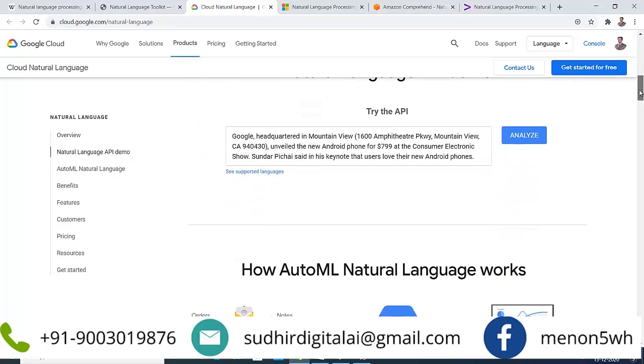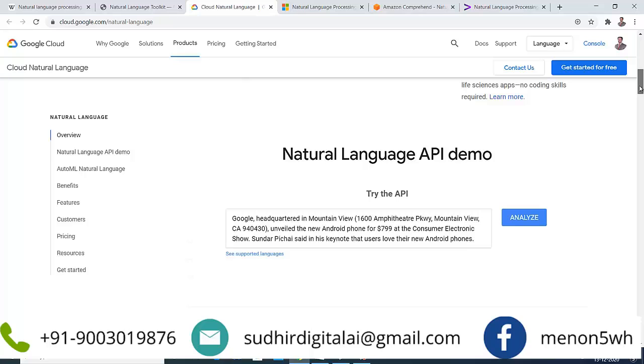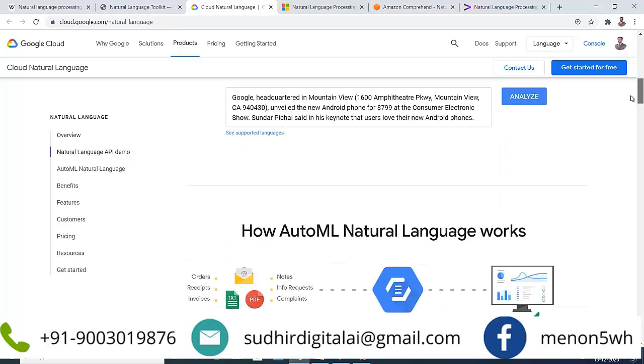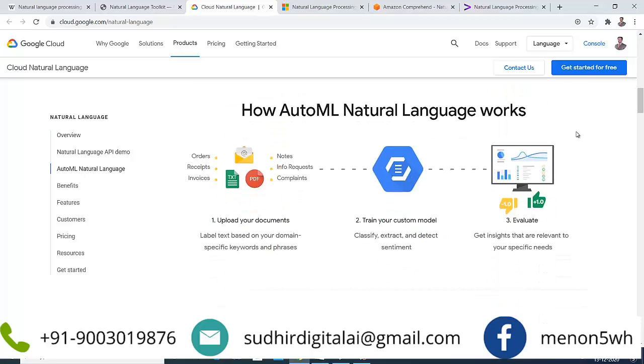You can also see a demo of the app. We will see a demo in the subsequent session, and it also talks about how it works. So you can actually upload your documents. It could be a text file or PDF, and you can train your custom models, and then you can evaluate.